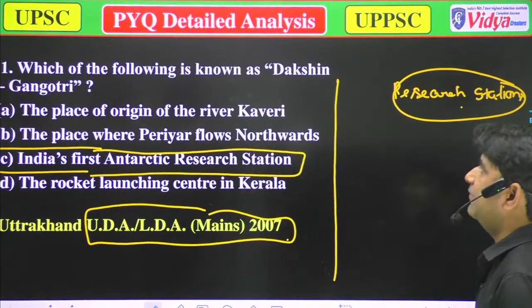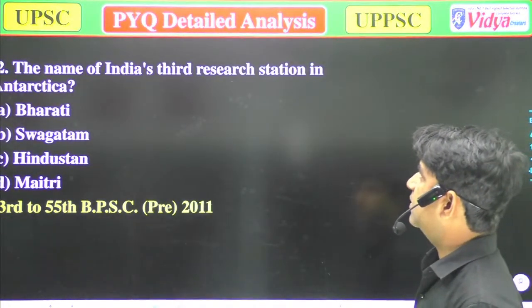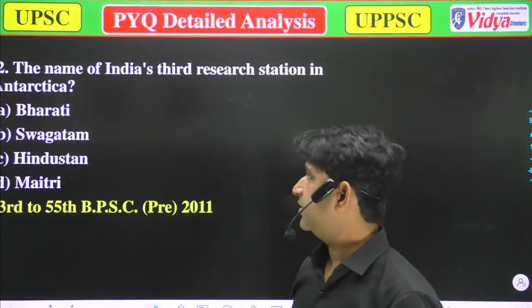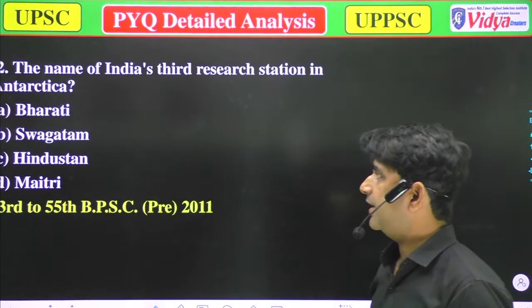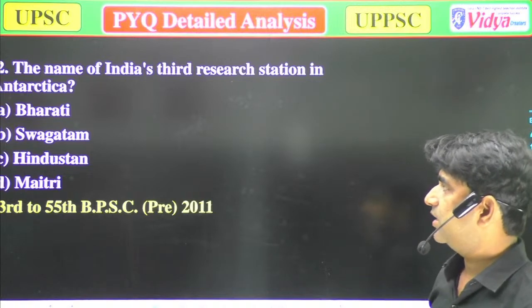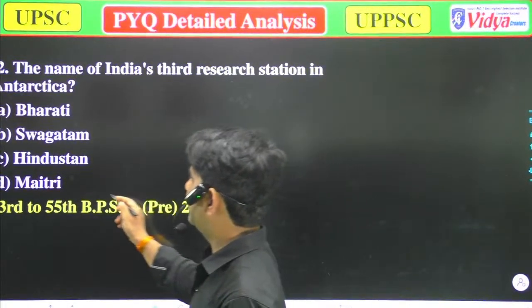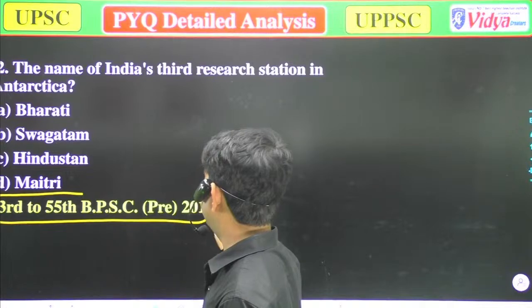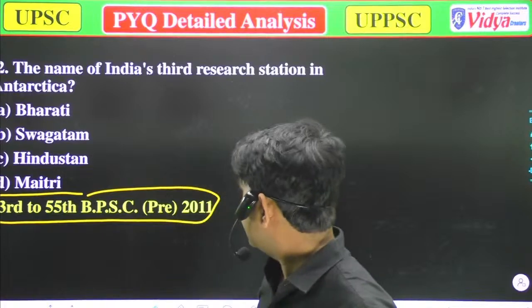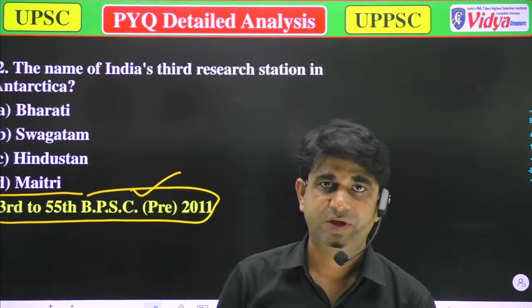Our next question is: the name of India's third research center is, and our options are A, Bhagirathi, B, Sugantam, C, Hindustan, and D, Maitri. That question was asked in the 53rd to 55th BPSC 2011. So now you can understand why it's important.